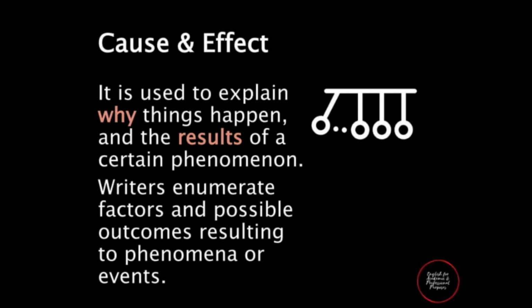And then cause and effect, sanhi at bunga. It is used to explain why things happen and the result of a certain phenomenon. Okay? So for example, a news of a rape victim. Why did that happen? Ano ang naging sanhi at ano ang naging bunga? Okay, so writers enumerate factors and possible outcomes resulting to phenomena or events.